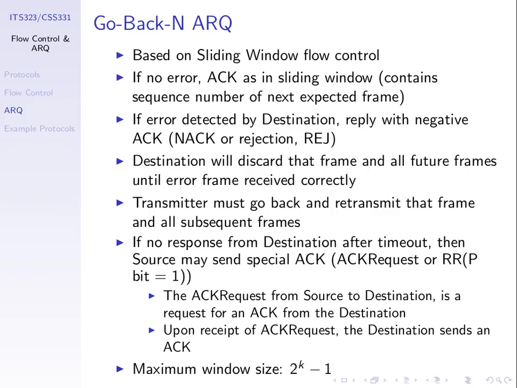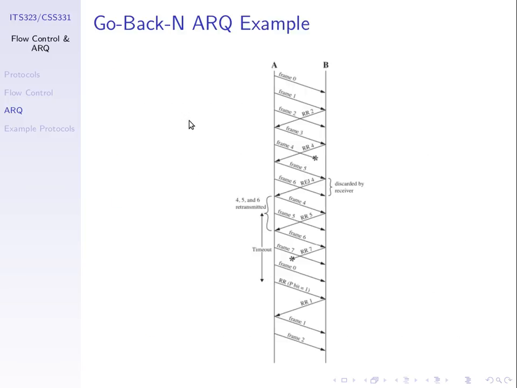How does the destination know there's an error? Well, if we send a window size of frames, like frames 0, 1, 2, and 3, and the destination receives 0, 2, and 3, it realizes one is missing. Sequence number one is missing, and that detects an error. Let's look at the example, and then we'll see the description of the different techniques. The example is here. It's quite small.